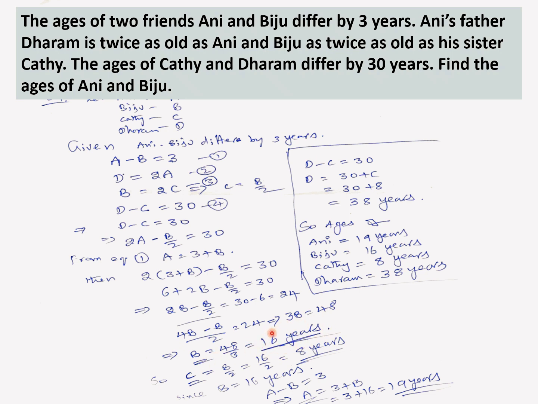So now you got Biju is 16 years, and substitute the Biju age here to get the Kathy age. So Biju age divided by 2 equals Kathy age. So Kathy equals B upon 2, that is 16 upon 2, that equals 8 years. Since Biju is 16 years, you can substitute in this and you will get Ani's age. So A minus 16 equals 3. So A equals 3 plus 16, that equals 19 years is the Ani age.